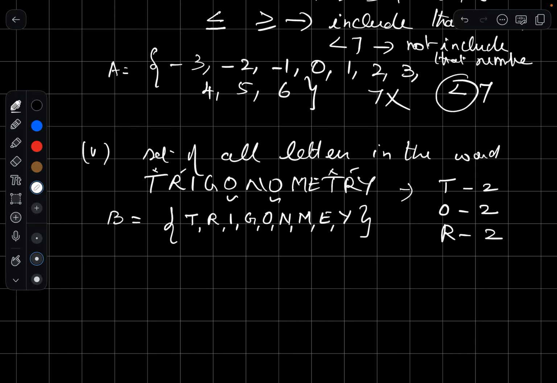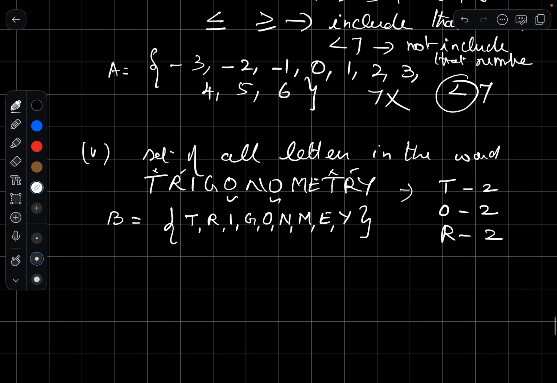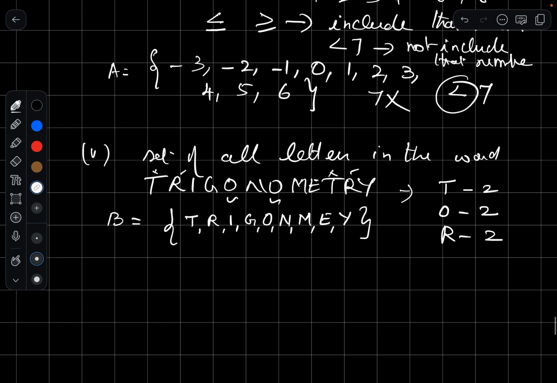Now you can check whether we have written each only once. T occurs 2 times, so T I have written only once. R 2 times, R only once I have written. And then I, G, O, which occurs 2 times, I have written only once. And then comes N, then M, then E. T and R are already written, so you are writing Y. When you mark like this which elements are repeated, you will not make a mistake when listing in the roster form. You will write the elements only once.